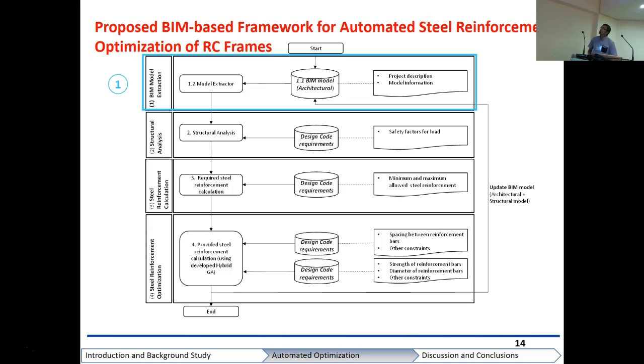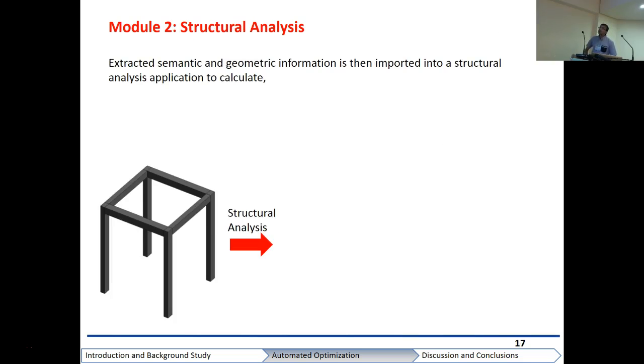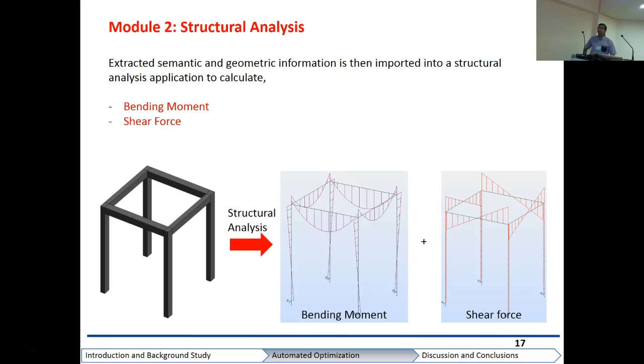I start with the first one, that is BIM Model Extraction. In order to use BIM for steel reinforcement design, the BIM model should contain all the information, for example the geometric condition, the loading condition, as well as the end support conditions. Once we have a BIM model containing all the information, we need to extract that information for further structural analysis. That's where the second module comes in. Once we have the extracted semantic and geometric information, we import it into a structural analysis application to calculate the bending moment as well as the shear force value for each RC element in an RC frame. Till now the process is pretty straightforward and needs no explanation.